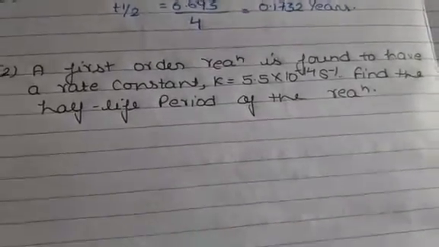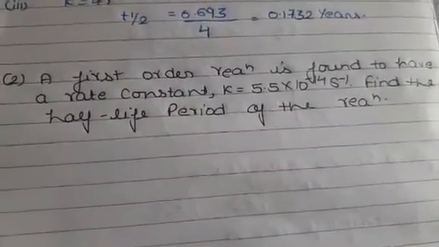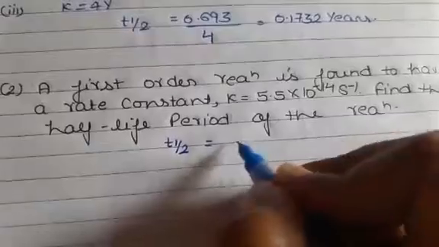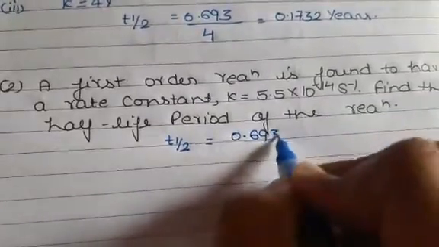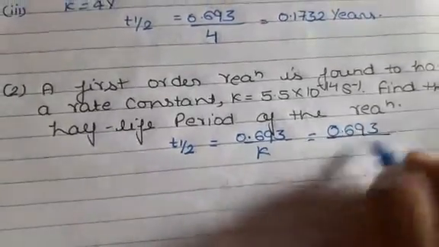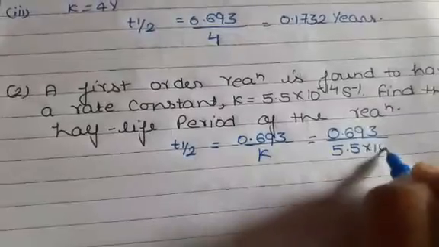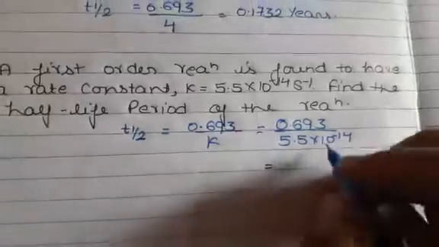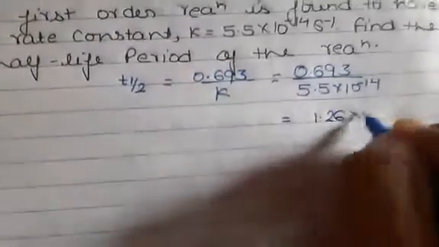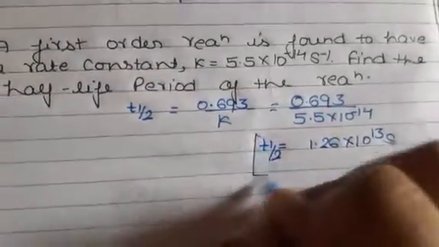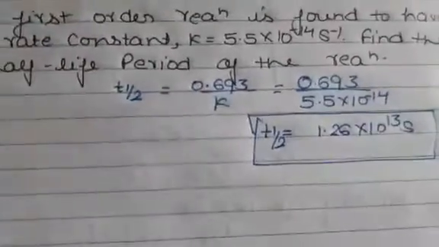A first order reaction is found to have a rate constant k equals 5.5 into 10 to the power minus 14. Find the half-life period of the reaction. We know for the first order reaction t half equals 0.693 upon k. So it is 0.693 upon 5.5 into 10 to the power minus 14. Okay, so it becomes 1.26 into 10 to the power 13 second. Okay students, so solve this type of numerical in this way.